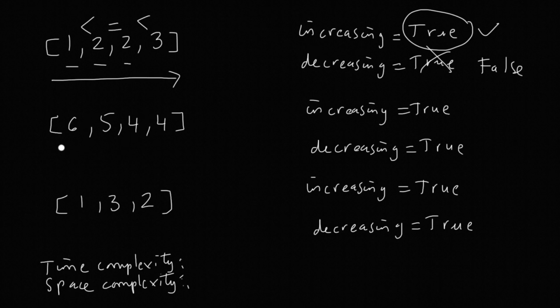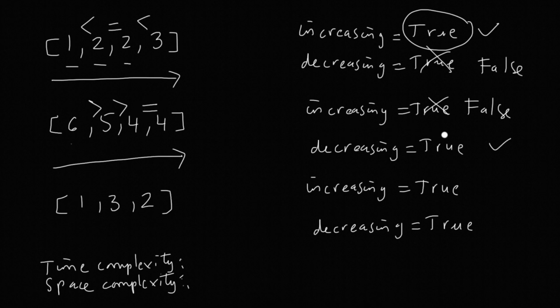How about this example? Again, we loop through the array. Moving on from 6 to 5, 5 is less than 6. So increasing is false. Decreasing is true. 5 to 4, 4 is less than 5. So still decreasing. 4 and 4 are equal to each other, still decreasing. So the final answer for this case is true. This array is monotone decreasing.